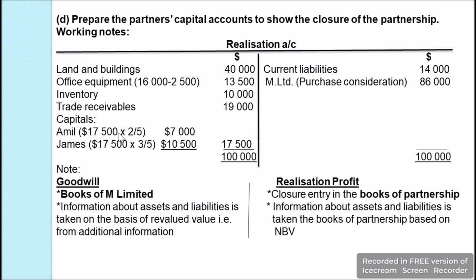For Amel, it is 17,500 times 2 by 5 because the ratio was 2:3, so the total is 5. So 2 by 5, which we will get as $7,000, and for James it is 17,500 times 3 by 5, which will be $10,500, and when we total it up, it is $17,500. Now the balance on both sides is the same, that is $100,000 and $100,000. This realization profit will be taken to the partner's capital account, and with this we have completed the realization account.